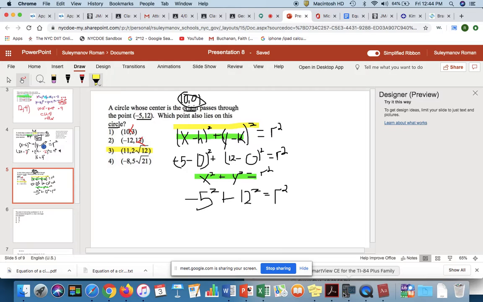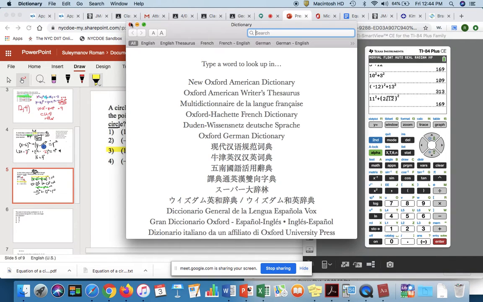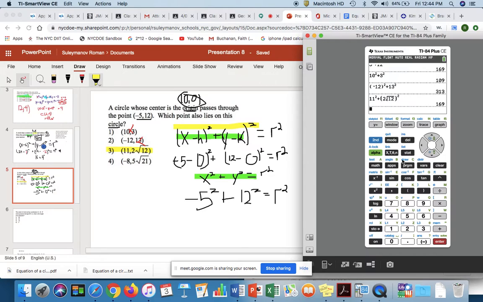I'm just going to check this last one, just to be sure. We have -8 squared plus, in parentheses, 5 times the square root of 21, squared. That didn't work. I think I used the minus sign when I was supposed to use a negative sign. And now we see that's 589. That's not even close.